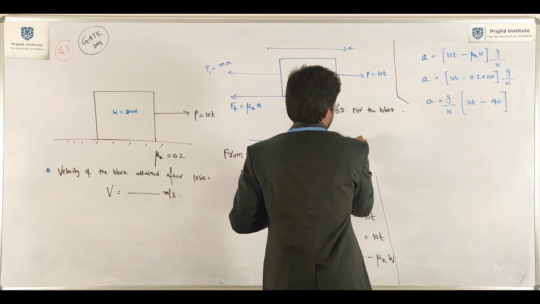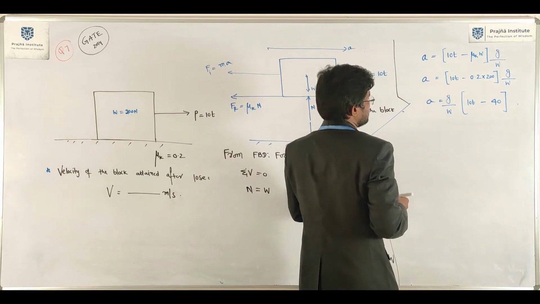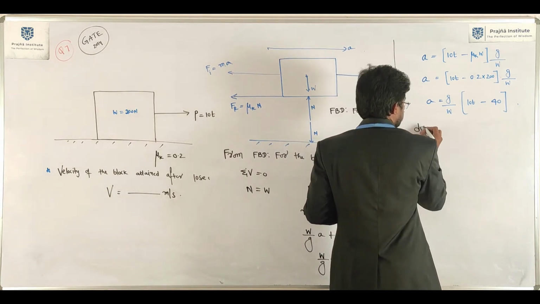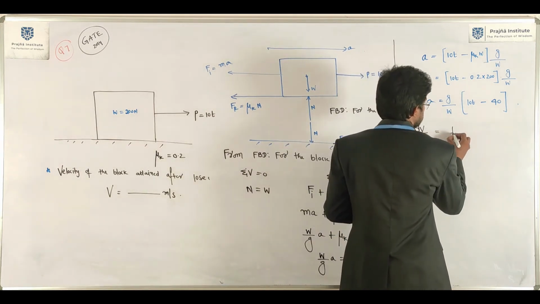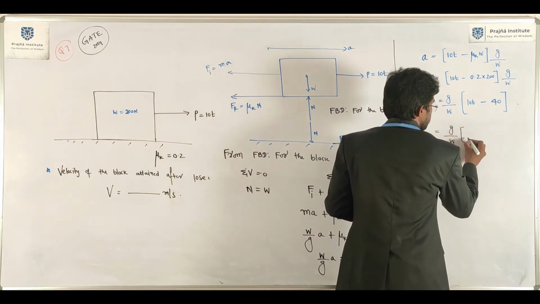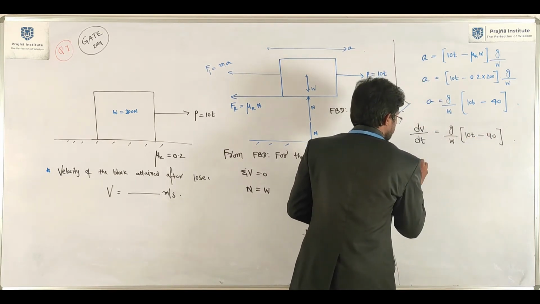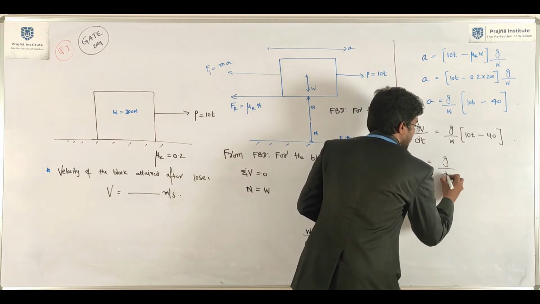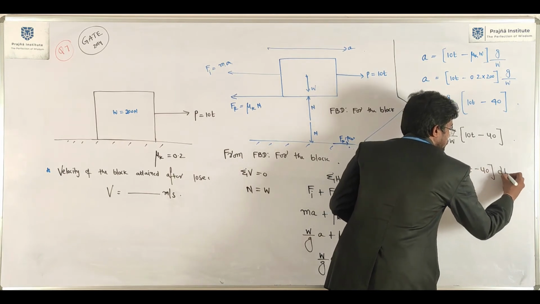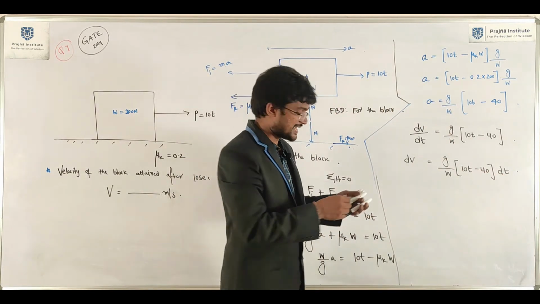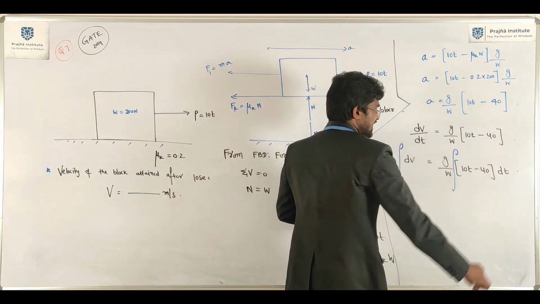Friction force F_r is equal to mu_k into N. You need to play the game here. Just write acceleration in terms of velocity. dv by dt, the rate of change in velocity, is nothing but acceleration. It is 10t minus 40, so dv equals g by w into (10t minus 40) dt. Apply integration on both sides.